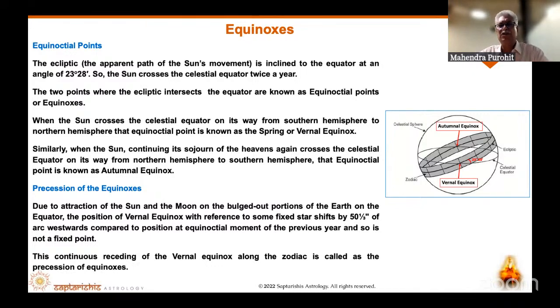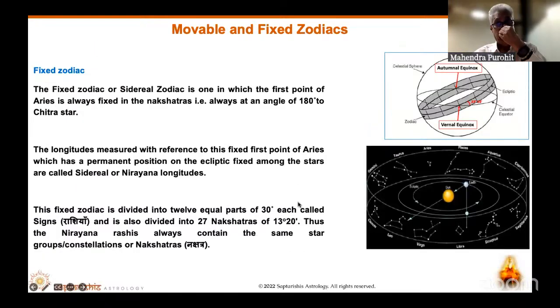This astronomical phenomenon, because of which the vernal equinox shifts westwards, opposite to the direction of the sun, is called the precession of equinox. And this is again important to us. The reason is that the Westerners take this vernal equinox point as the starting point of the Aries sign. So what we do is, there are now two concepts of zodiacs, fixed zodiac and the movable zodiac.